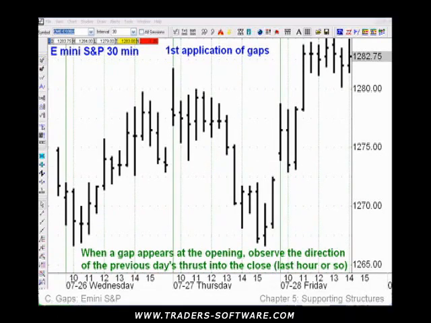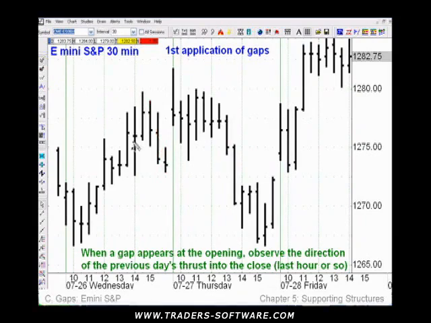The first application of gaps is very, very helpful when you are day trading because you're addressing what price action may happen at the open, but it's also very helpful when you're position trading. Let's focus in on the last three bars of Wednesday the 26th. From here down to here, price action thrusts down into the close.